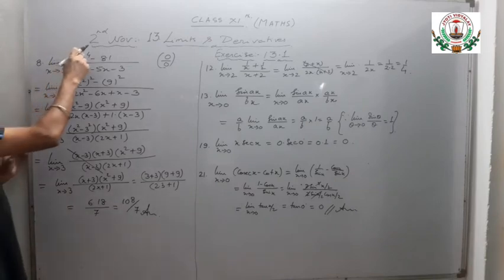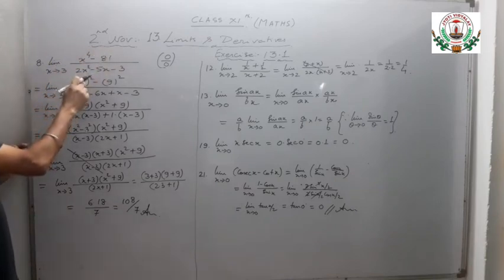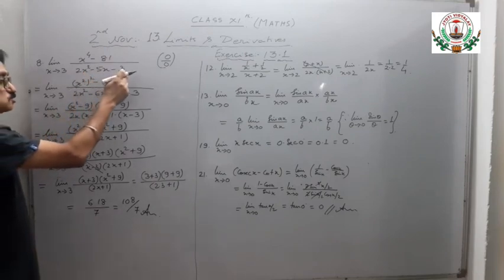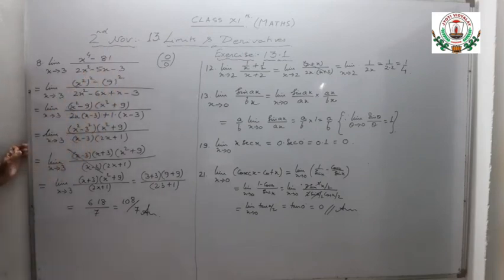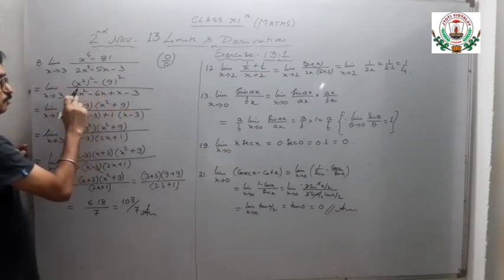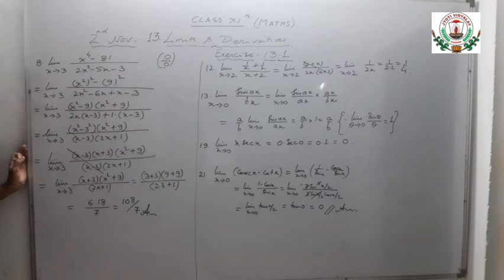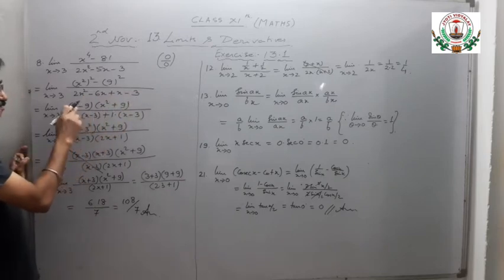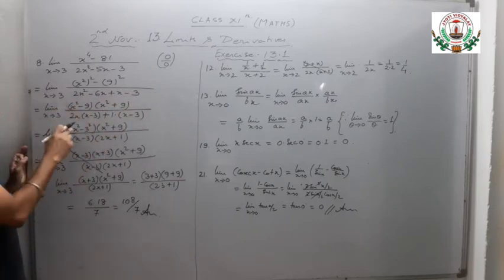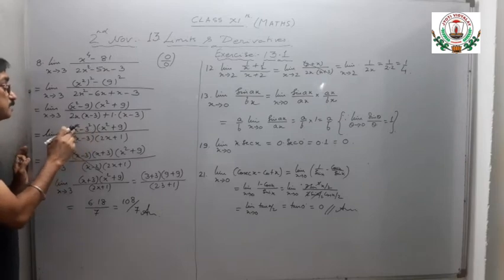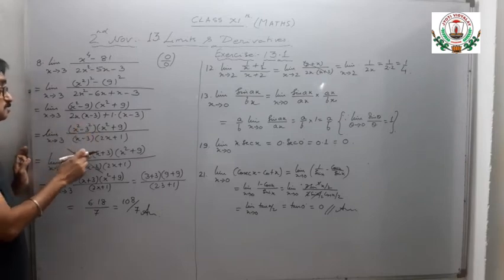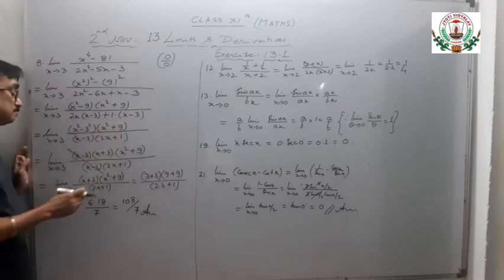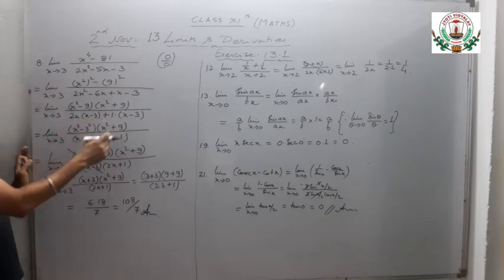When we get 0 by 0 format, it means it is not in a standard form. So this x to the power 4 minus 81 can be written as (x square) the whole square minus 9 square, which is in the form of a square minus b square. So (a minus b)(a plus b), and the denominator quadratic polynomial will be factorized by splitting the middle term. So 2x square minus 6x plus x minus 3. Again this x square minus 9 can be written as x square minus 3 square, (x minus 3)(x plus 3)(x square plus 9) upon (x minus 3)(2x plus 1).